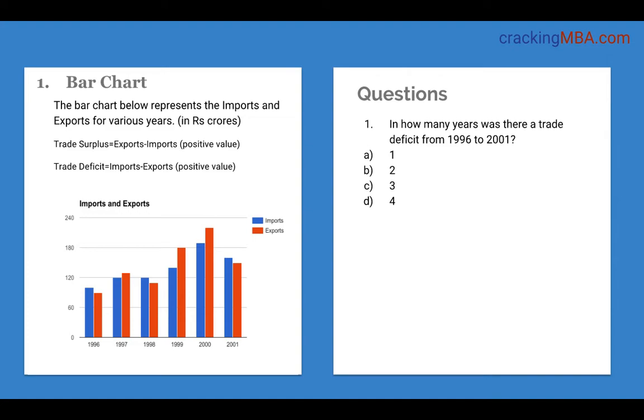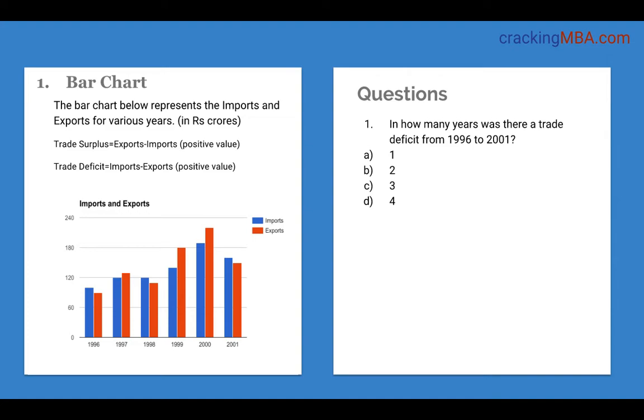What we have here are the imports and exports for various years from 96 to 2001, and the imports and exports are in rupees crores, and you have a trade surplus and a trade deficit. A definition is provided for a trade surplus, which is nothing but the difference between an export and an import, and it should be positive. A deficit is nothing but the difference between an import and an export, with a positive value. So that's a trade deficit. So let's start analyzing how to answer questions based on such data sets.